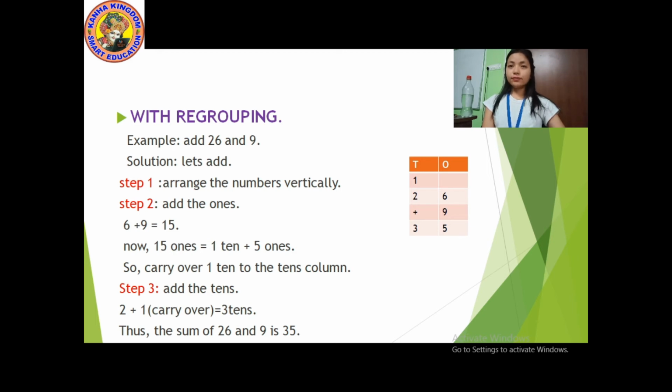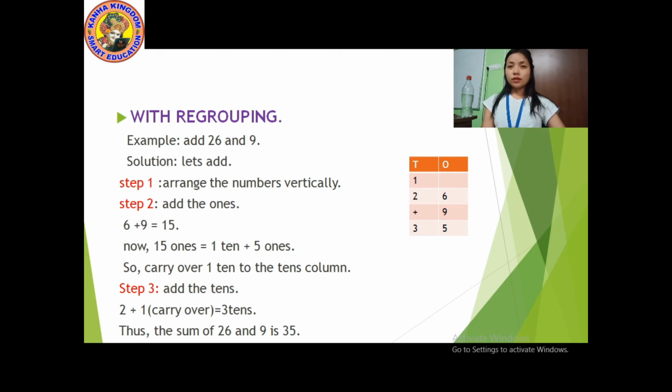So let's add the ones. 6 plus 9. While adding 6 with 9 we will get 15, right? 15 means we are adding the ones, that means 15 ones. So 15 ones means 1 ten plus 5 ones. In 15 ones there are 5 ones and 1 ten.